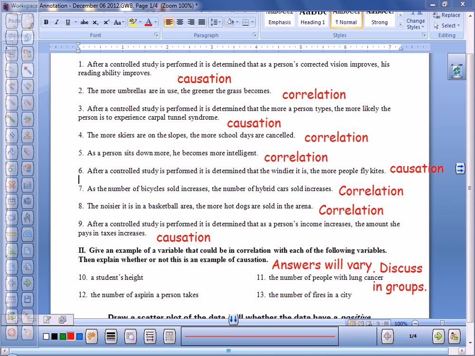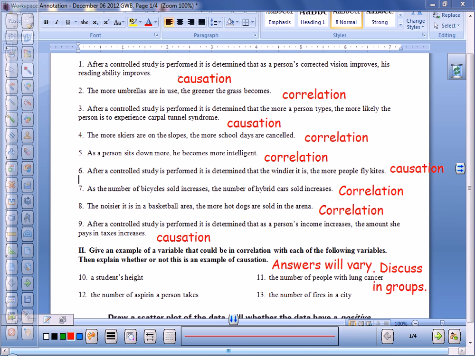Number 6, we'll discuss this one tomorrow, but this one talks about a controlled study. So for this particular case, you can say causation, but I want to talk to you guys about number 6 tomorrow. Number 7, correlation. Number 8, correlation. And number 9, once again, because of the controlled study, we'll go with causation, but I'd like to have discussion about this tomorrow.